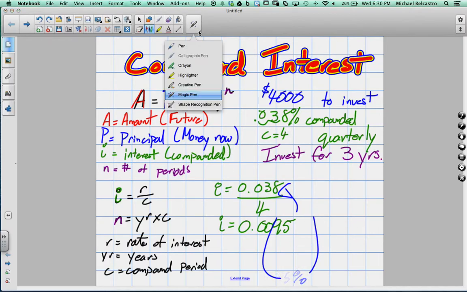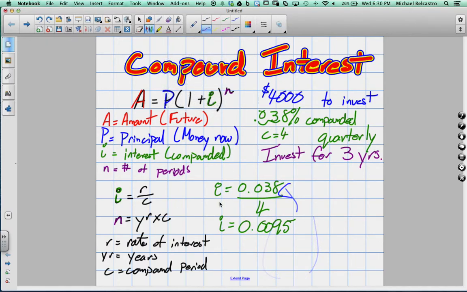Okay. The other thing we have to figure out is the number of periods. Okay, our N. Well, N is years times compound period. So if it's for 3 years and our compound period is 4 times a year, how many total times does it compound over the life of this investment? 12. So 12 times we're going to earn interest over the course of 3 years.